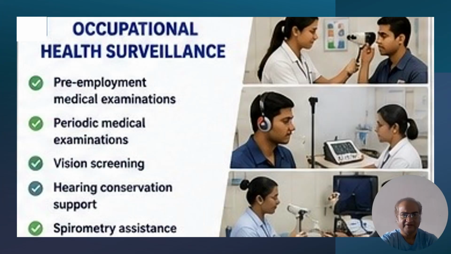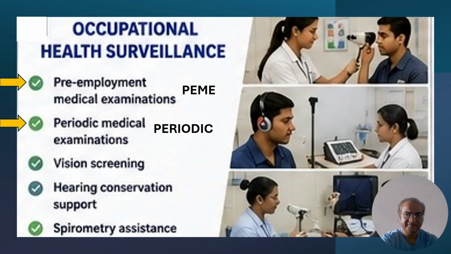So all these things you are already doing at the OHC. Pre-employment medical examinations we are already doing, PEME we usually call it. Then periodic medical examinations that we usually call periodic. It is always done every 6 months for all the factory workers. Vision screening that we call vision. Hearing that we call audiometry and spirometry.